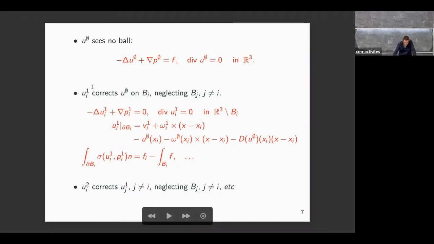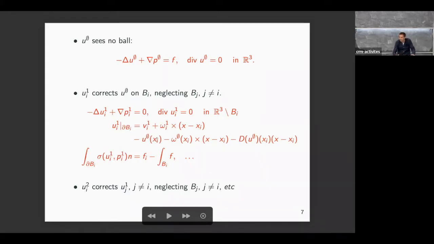So I have to add some corrector, and I will add for each ball B_i a corrector U_i^1, which corrects the error from the previous step, but which will neglect all the balls around. So this will be a solution of a Stokes equation outside ball B_i only. And then, of course, that's written down here. So you have this Stokes equation, as I said, outside the B_i. Here you have this no slip condition, which is modified by the error term due to the previous step.